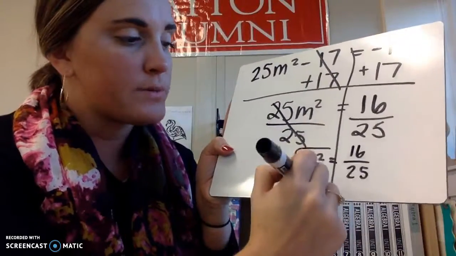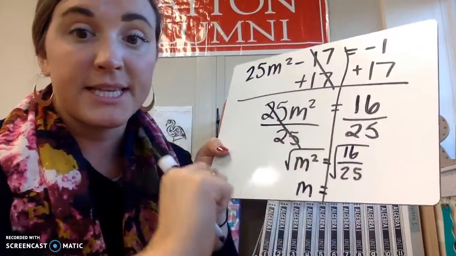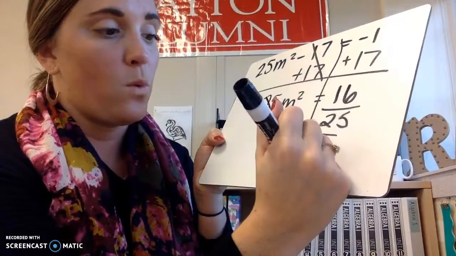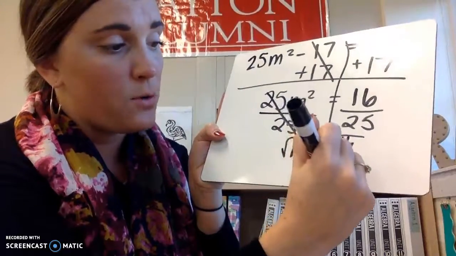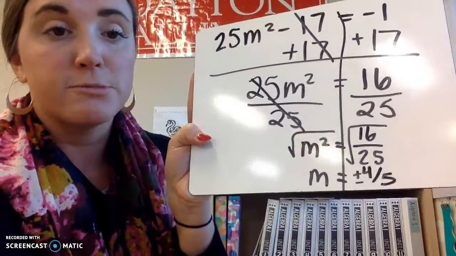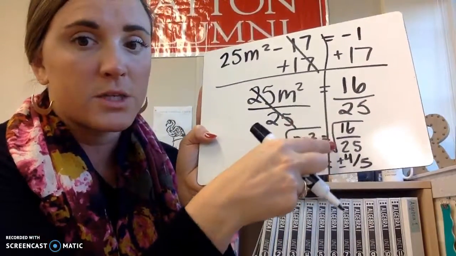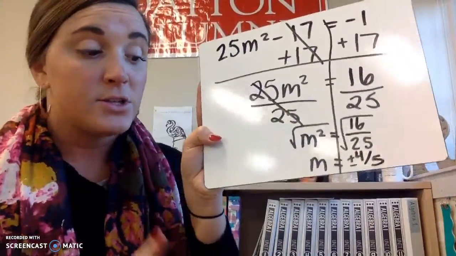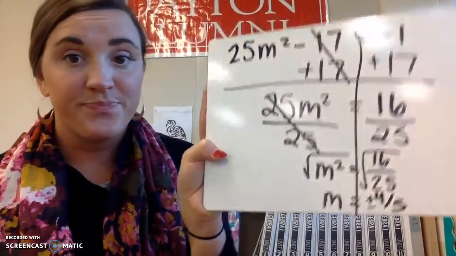So the square root of m squared is just m, so I'm good there. What is the square root of 16? 4. Square root of 25 is 5. Don't forget your plus or minus in front of your answer. M equals plus or minus 4 over 5. Square root of 16 is 4. Square root of 25 is 5. So you just square root the numerator and denominator individually.